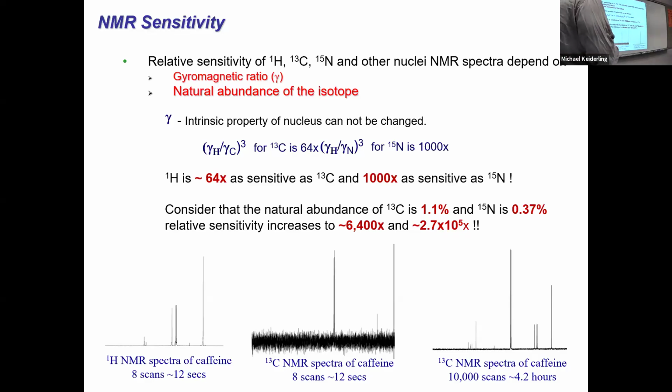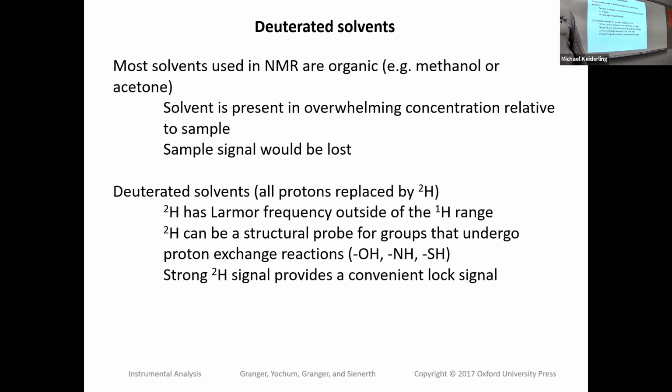But there's also abundance. Hydrogen has an abundance of about 1, while carbon 13 is only 1.1%, and nitrogen 15 is 0.37%. So the sensitivity difference increases to 64,000, 6,400, and 2.7 times 10 to the 5. So you've got to take more measurements for carbon 13. We got away with as few as we did because we had lots of sample.